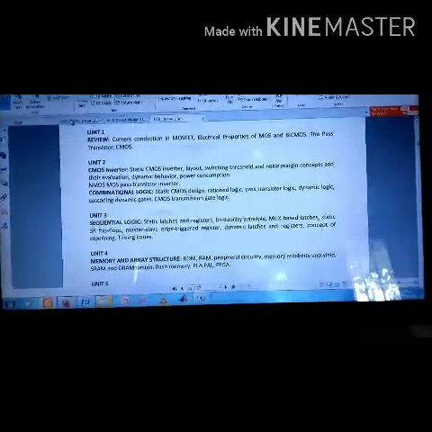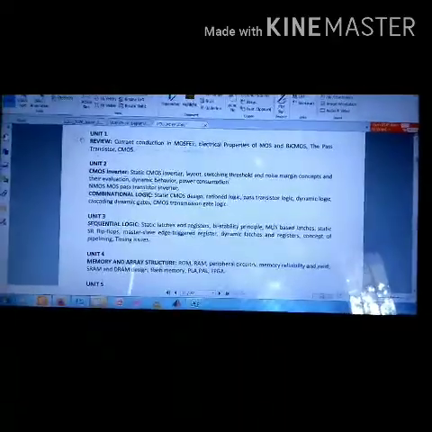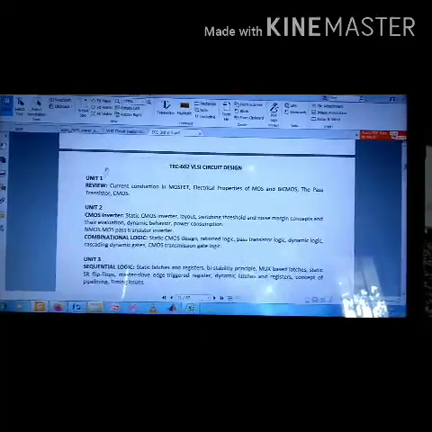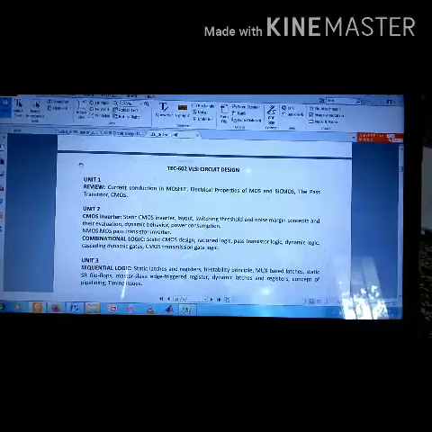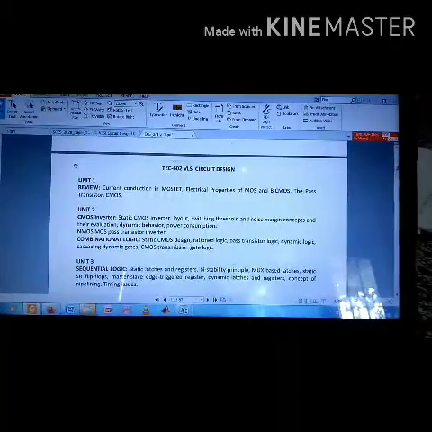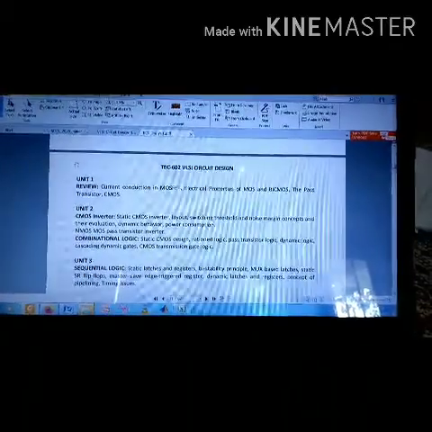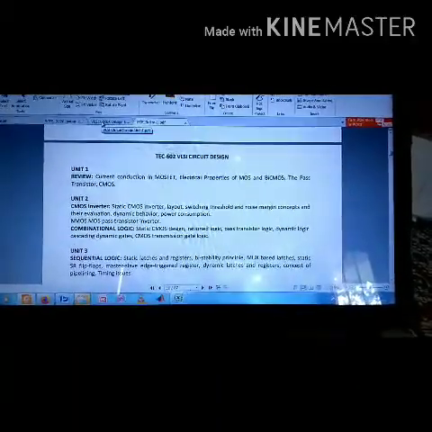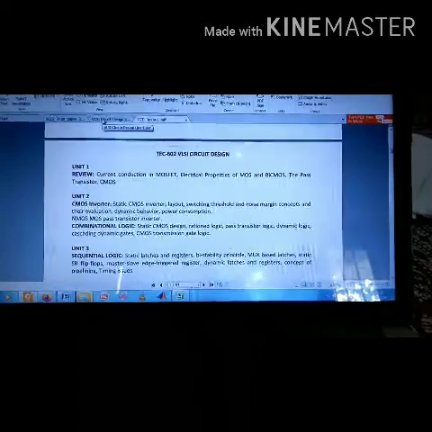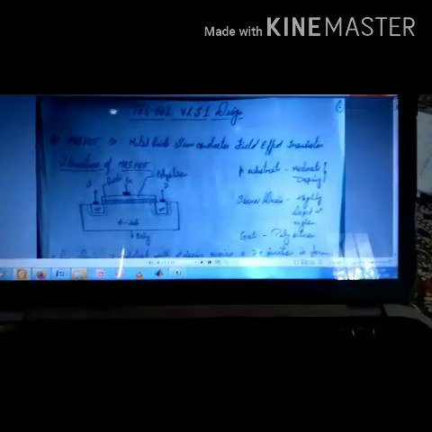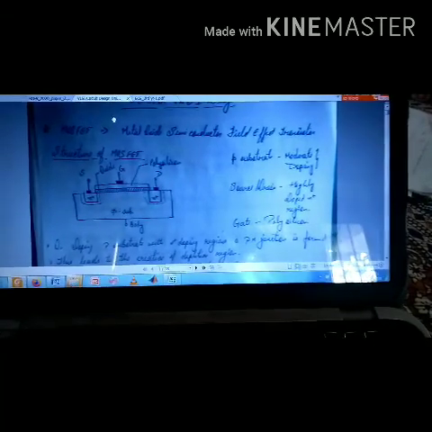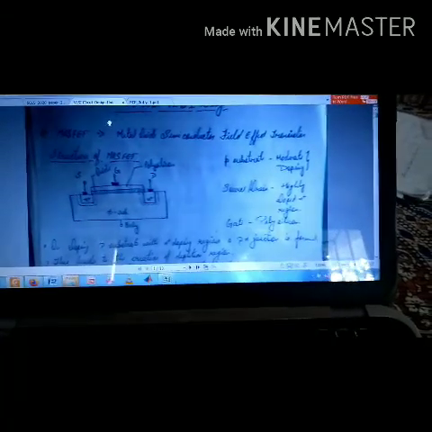Today we are going to cover the syllabus of our VLSI circuit design, that is TEC 602. We are first going to discuss unit 1, which is the review unit about the MOSFETs. So in the present video we are going to discuss the MOSFET basics. Let's start. MOSFET stands for metal oxide semiconductor field effect transistor.